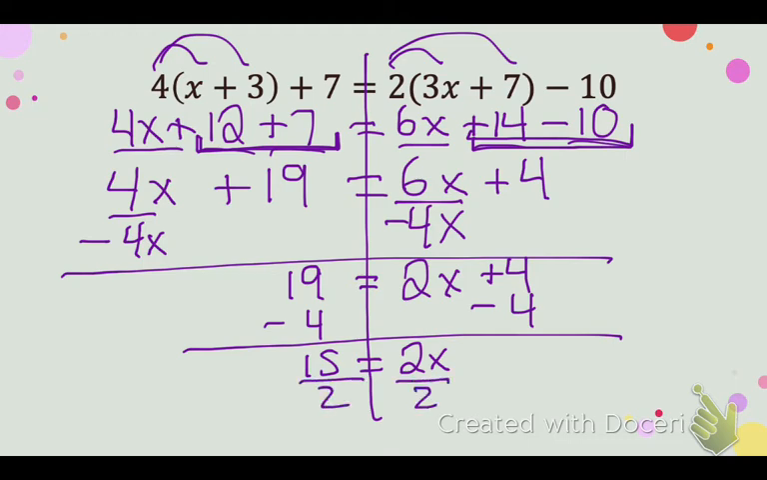So 15 divided by 2 is not a perfect whole number, so I'm just going to leave it as 15 over 2 equals x. One thing I'll make a note of in a second. So then we're going to graph.